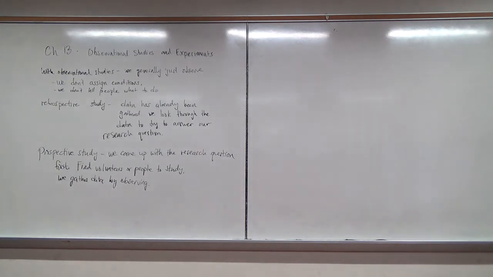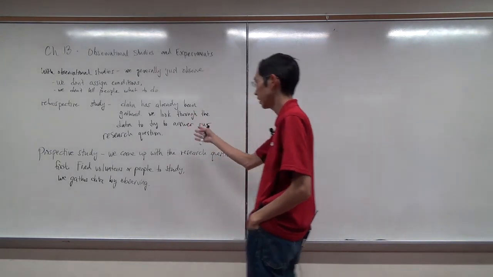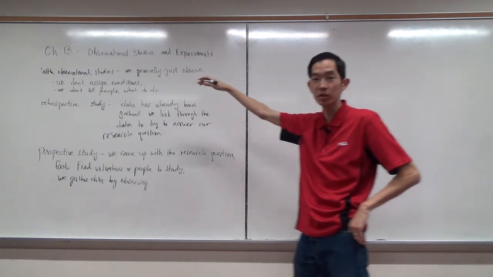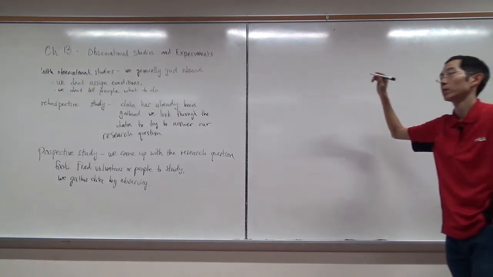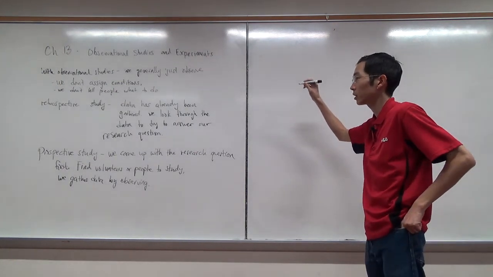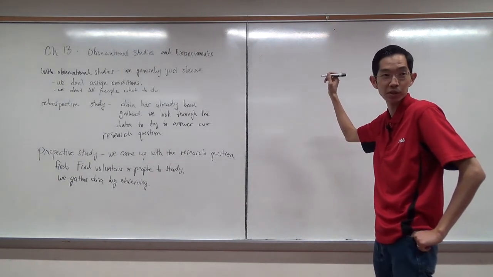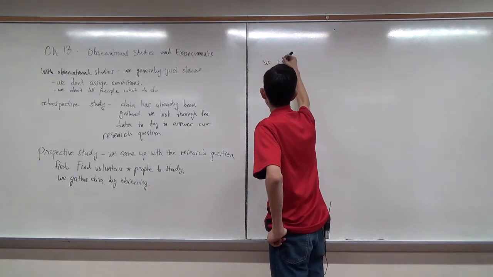The key thing about observational studies, however, is that we didn't assign any of these choices. We don't assign the conditions and we don't tell people what to do. So in the end, we cannot make cause and effect conclusions.